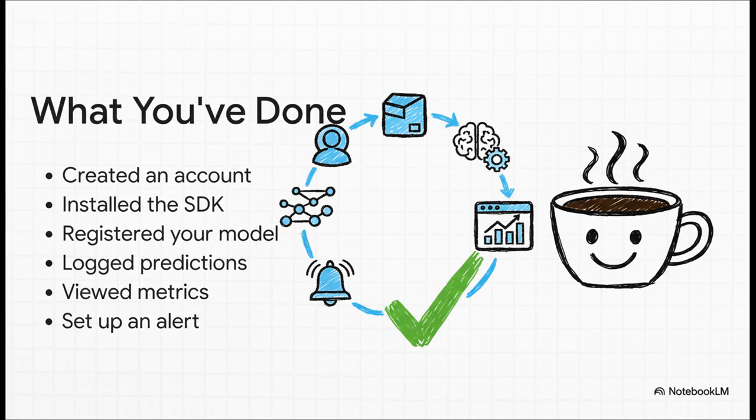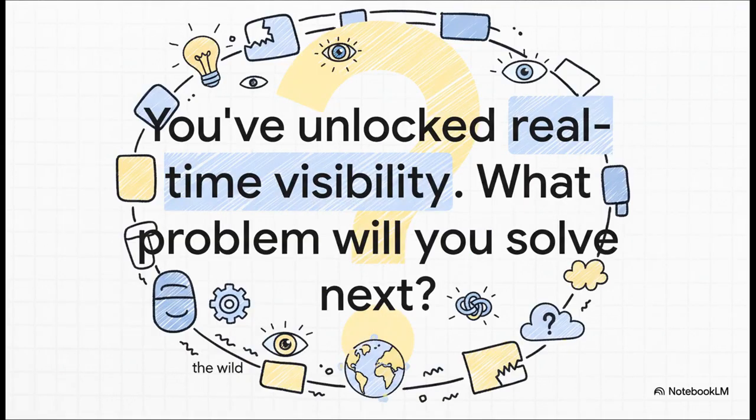So let's just pause for a second and look at everything we just did. In the time it takes to make a coffee, you've created an account, connected your code, registered a model, logged live data, visualized its performance, and set up your first alert. You've gone from zero to a fully instrumented system. So what does this all mean? It means you've torn open that black box. You now have this incredible, real-time, transparent view into your model's behavior out in the wild.